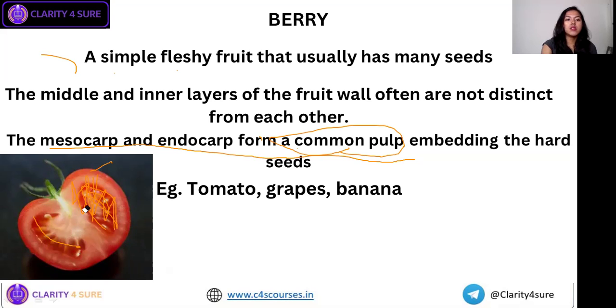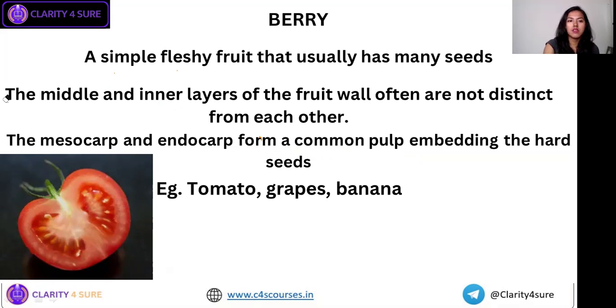Now what are the examples of berry then? The most common one we have seen already, that is your tomato. Then the others are banana and grapes. So before moving to the next type of simple fruit, I want to talk about berry. Just now we've seen what is berry. Now there are certain fruits which are modifications of berry.